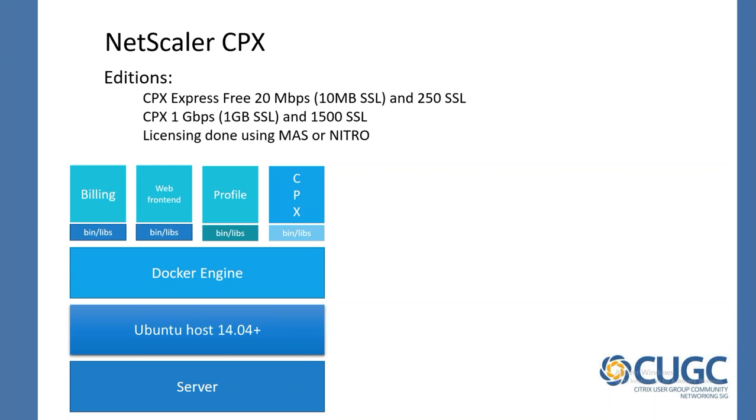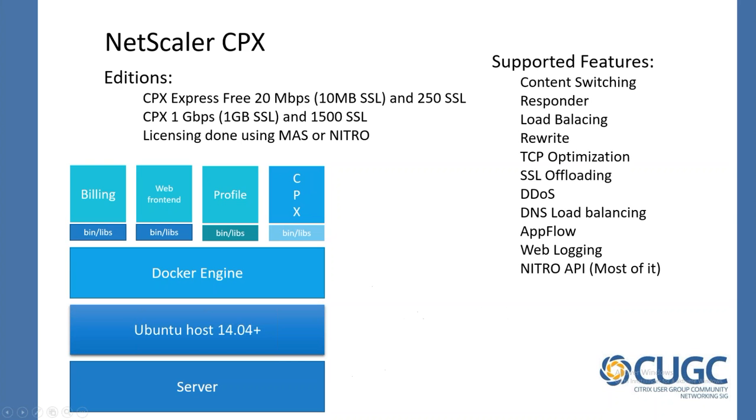We also have the CPX 1 gigabit edition, which is licensed, and the license can be added using Management Analytics System, or we can add a license using the Nitro API.